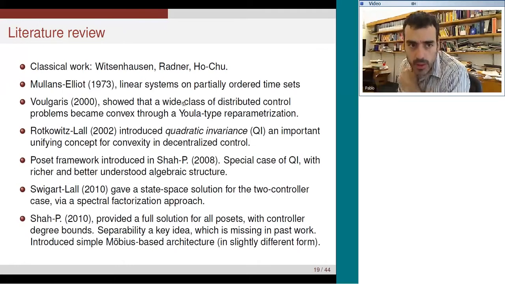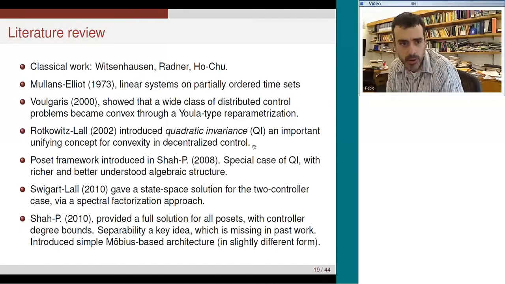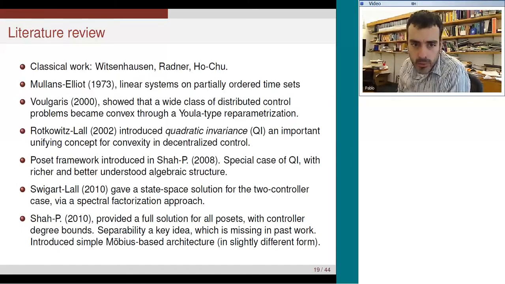I mentioned already the work by Bamieh. There was some very nice work of Rotkowitz and Lall where they generalized some of this work and proposed the notion of quadratic invariance, that captures and unifies the class of problems where convexity appears in decentralized control. And as an offshoot, we introduced our poset framework in another paper, which can be understood as a special case of quadratic invariance, with a lot more structure that allows you to get a richer class of controllers.